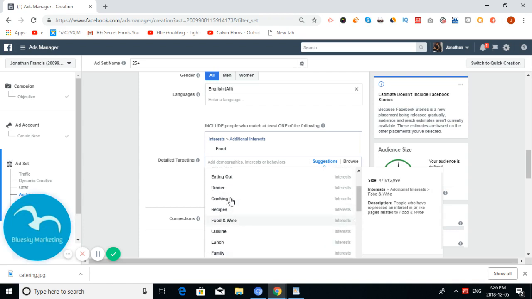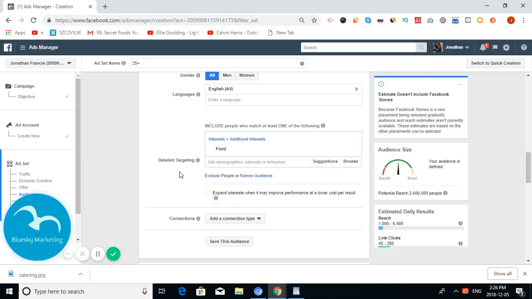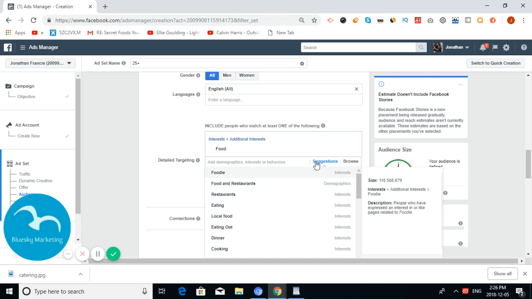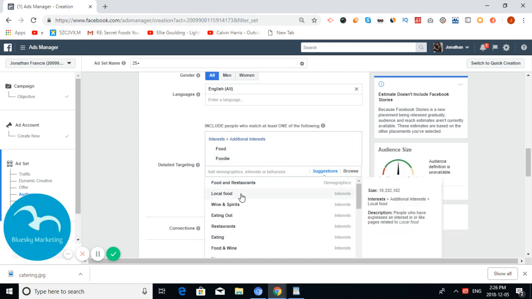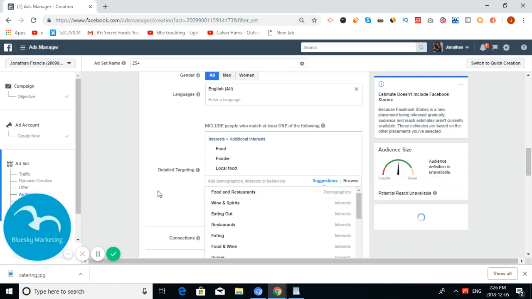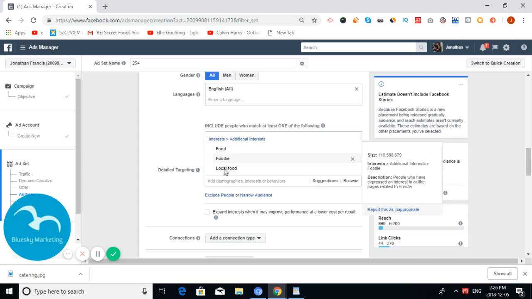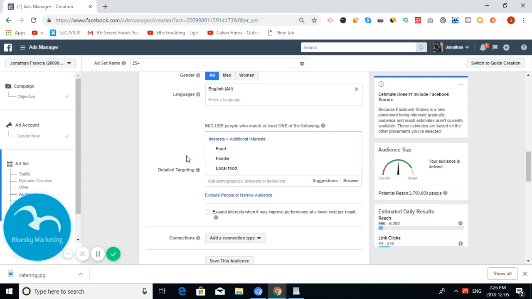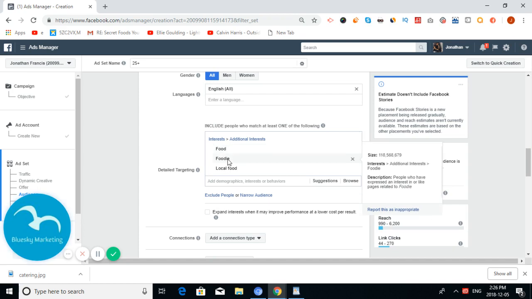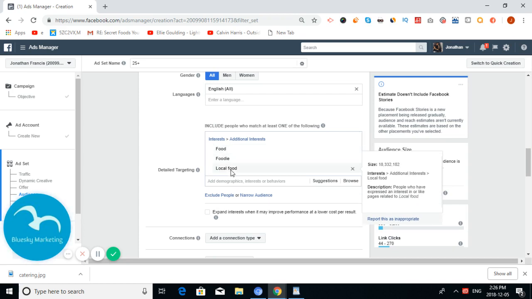There you go. And if you really wanted to get more targeted, then you could do something called narrow audience. If you were to click on a few other keywords here, say I wrote food, and say I put in foodie, and say I put in local food, Facebook is only going to show your ad to people that like one of these three topics or interests. Like if you only like food, or if you like foodie, or if you like local food, then Facebook will show you this ad.